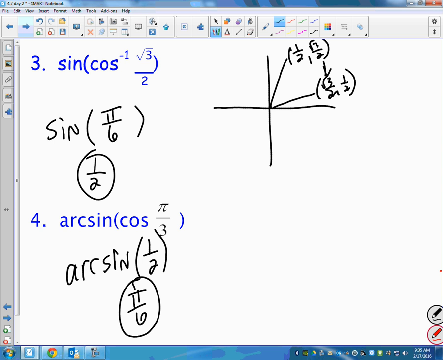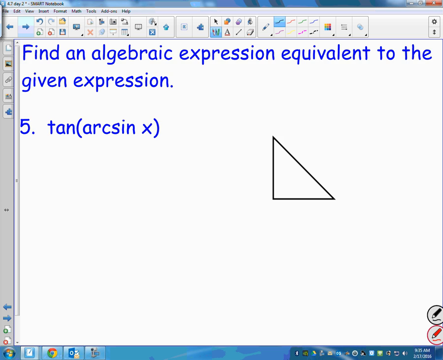Okay, so what else can we do to make life more exciting? What if we throw some x's in there? So it says find an algebraic expression equivalent to the given expression, which means we want to take the trig out of this and just write it as an algebraic expression.